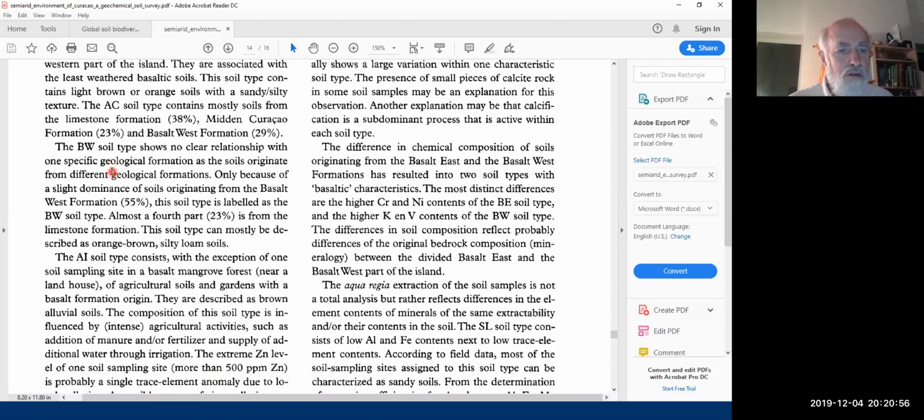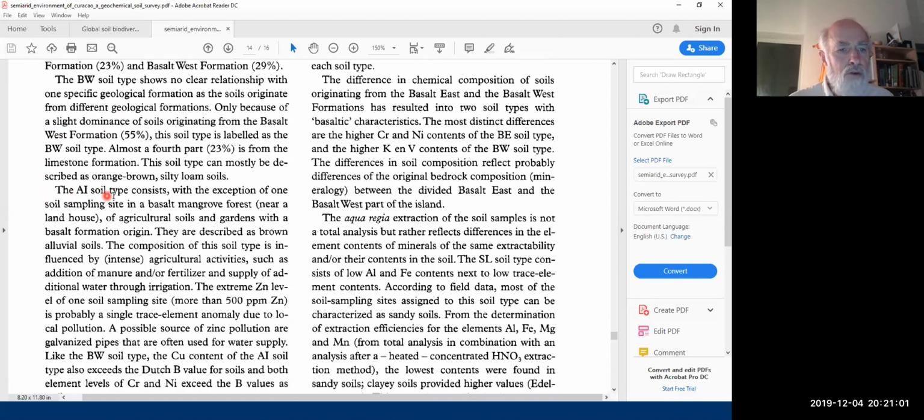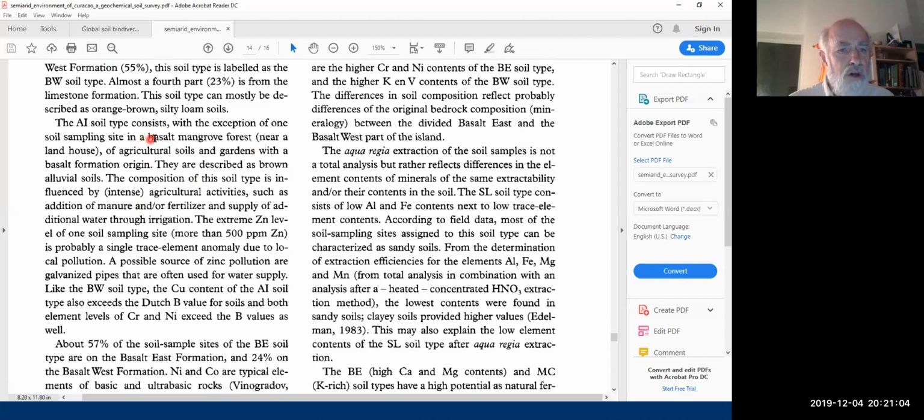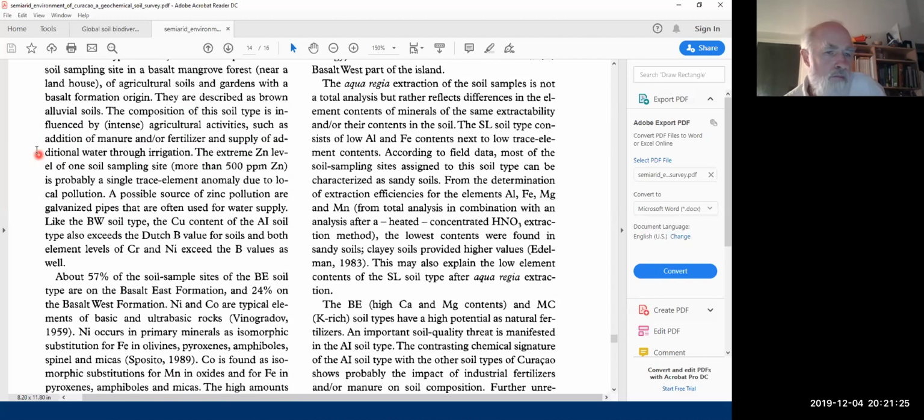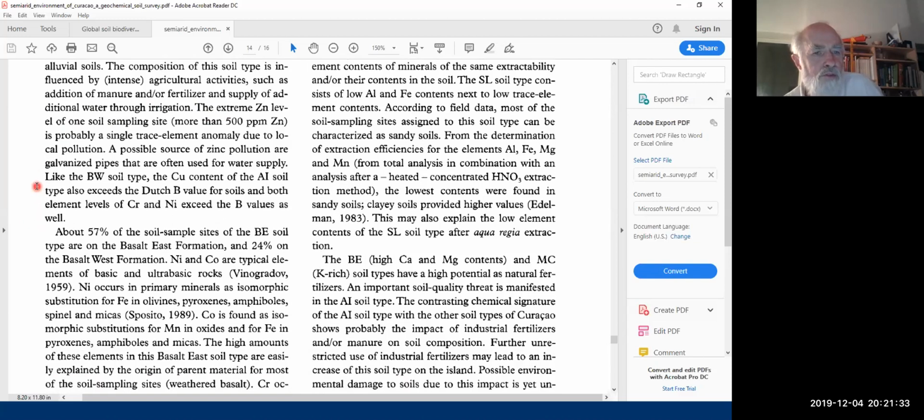Basalt west, agriculture influenced, agricultural soils and gardens with basalt formation origin. So that means that predominantly the agriculture was on the basalt origin soils. And they had some high levels of zinc in one. They say it's probably a single source trace element from some kind of pollution.